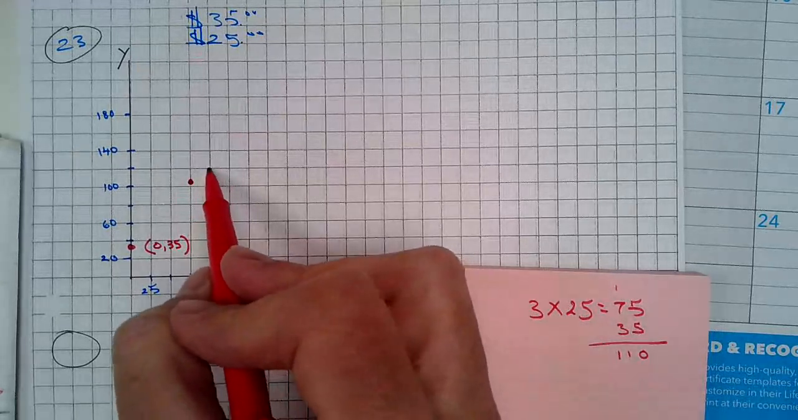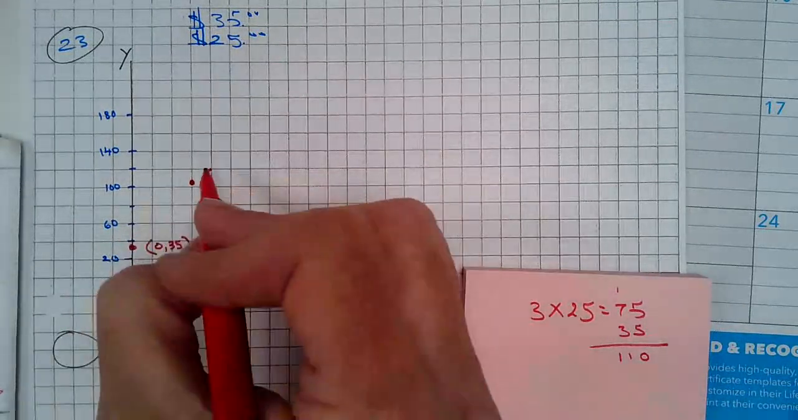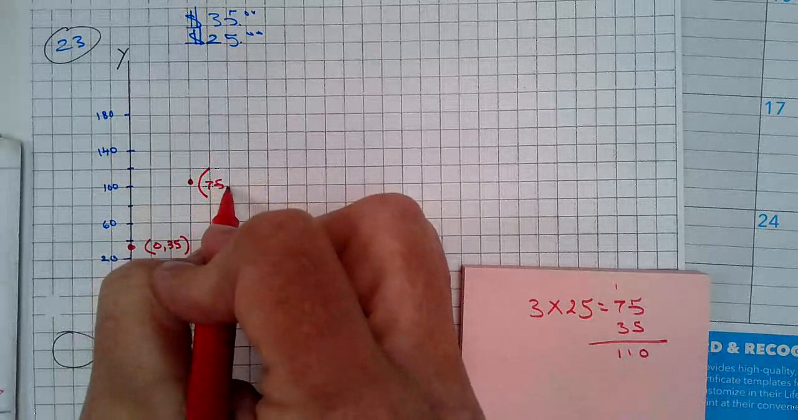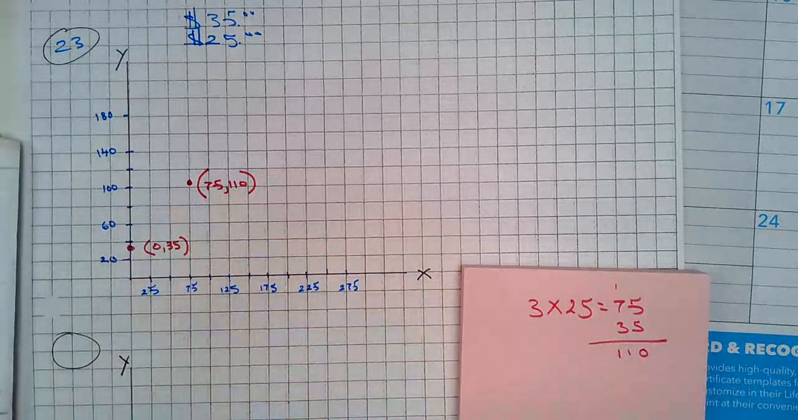Now, Miss Russell, what are my coordinates for that dot? 75, 110. Nicely done. Put up 50 points. All right.